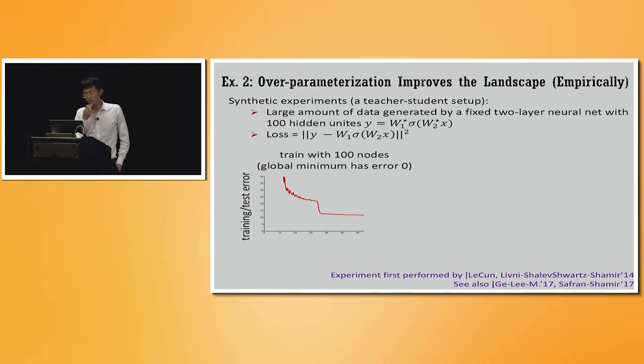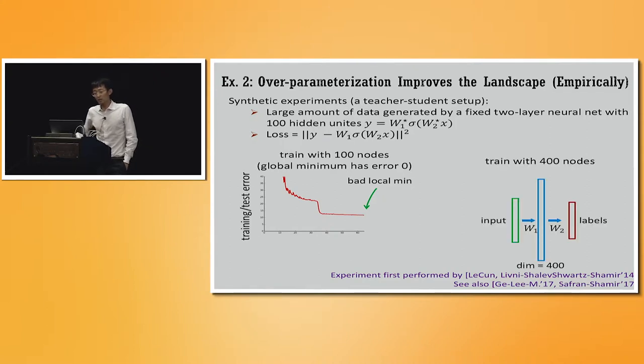And actually, in one paper by Safran and Shamir, they proved that there are bad local minima. So the place we converge to is actually a bad local minimum. It's not a global minimum. This is a pretty pessimistic result, but there is a simple way to save it.